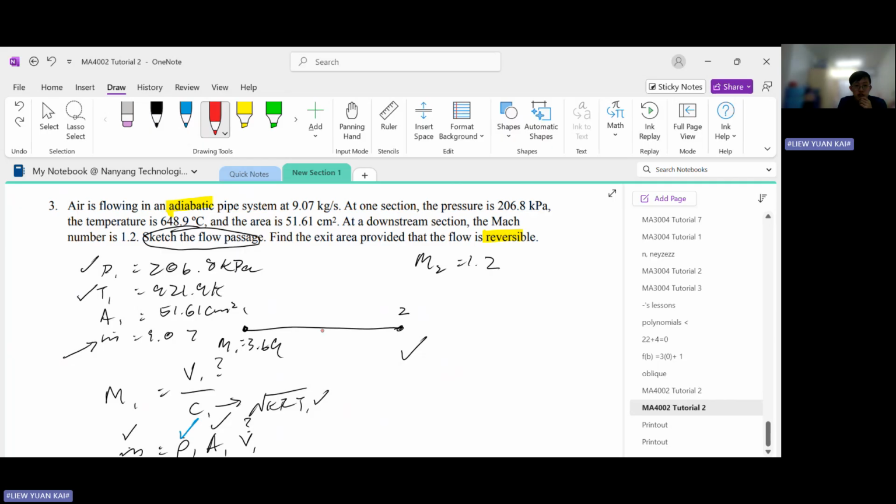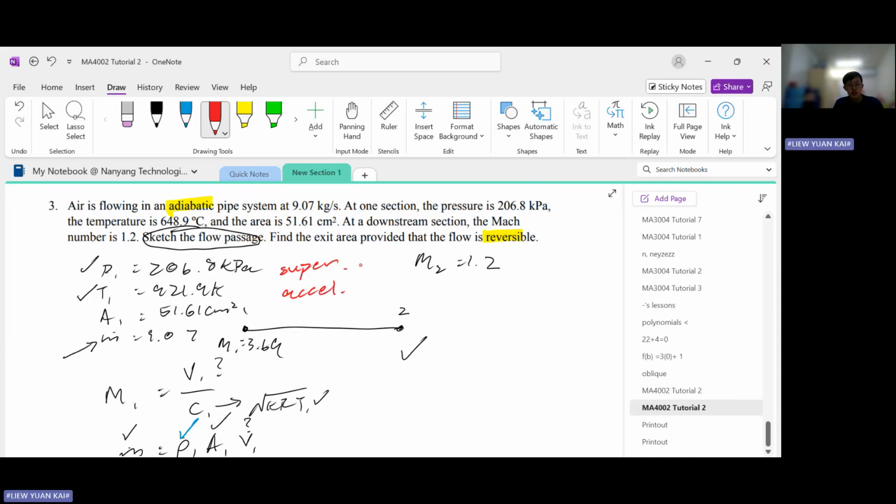And then also throughout this flow, it is supersonic. 3.69 is supersonic. At this end, 1.2 is also supersonic. So throughout the flow, even though the Mach number is decreasing, it never dipped below 1. It never goes below 1. It is always above 1. Therefore, throughout this whole thing, it is supersonic flow.